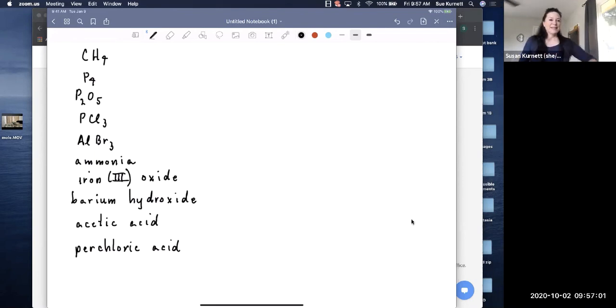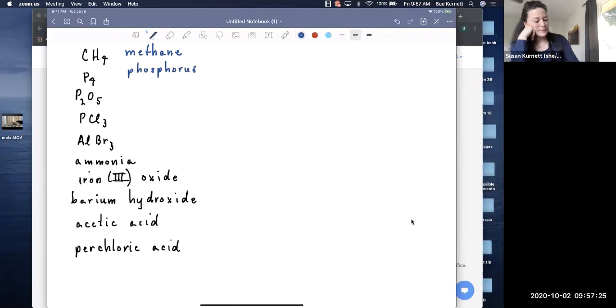Okay. The first one is a covalent compound, and it has a common name that we should know. The second one is an element. It only has one capital, no charge showing. The third one is covalent because it starts with phosphorus, which is a nonmetal, and it doesn't have any hydrogen. So I'm going to say how many of each kind.